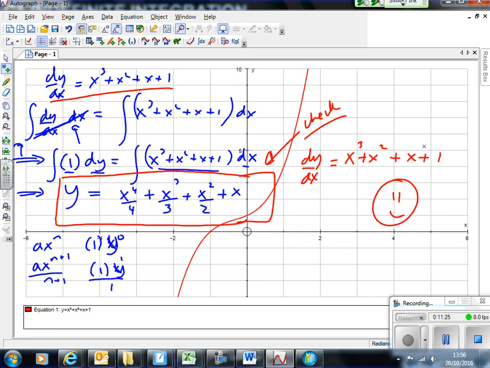Because what if my original function had a plus 3 on the end? If I differentiated it to check, this would be okay, this would be okay, this would be okay, this would be okay, and the plus 3 would disappear to 0. So therefore, yes, I'm happy. But actually, what happens if that was plus?